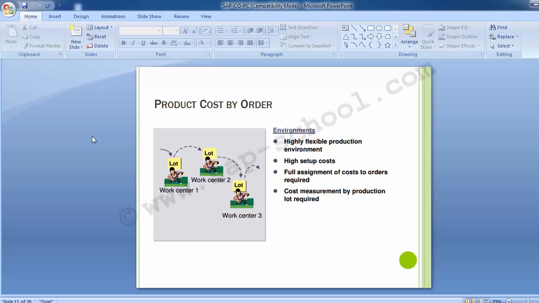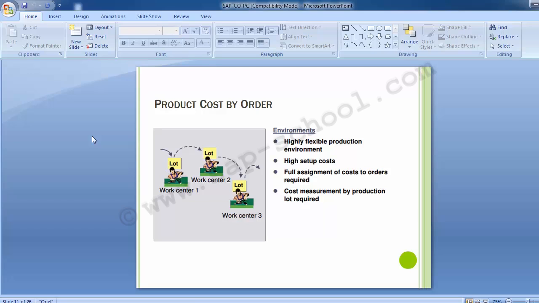In product cost by order, that is in this particular component, the manufacturing orders are used as the cost objects. The cost updated on the manufacturing orders are usually analyzed and settled by lot. This means that in most cases, variances are not determined until the entire quantity to be manufactured has been received into inventory.